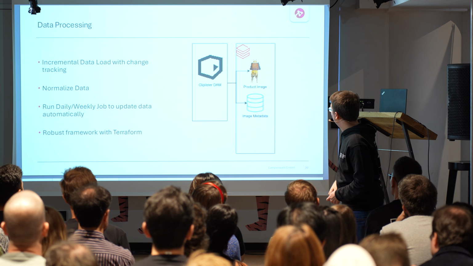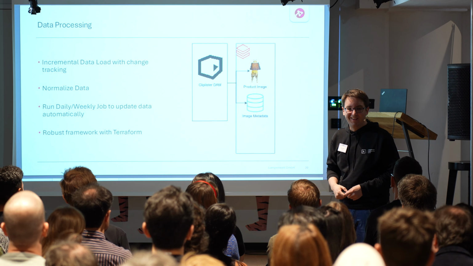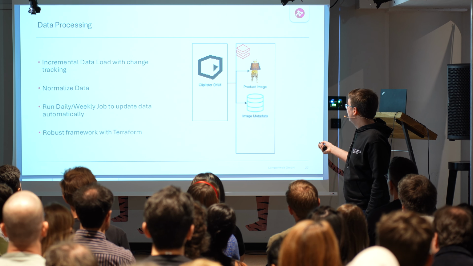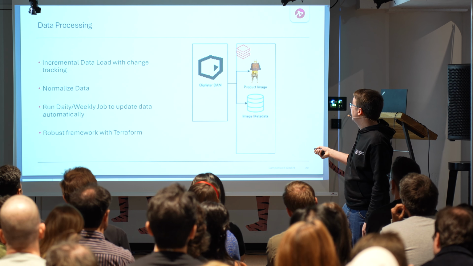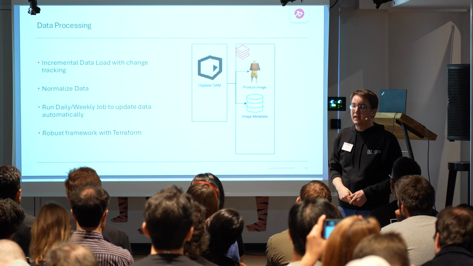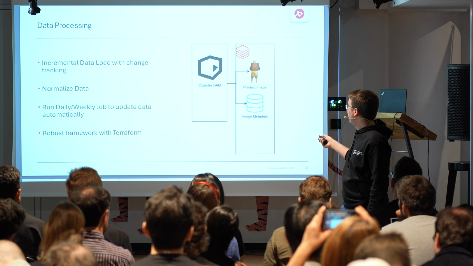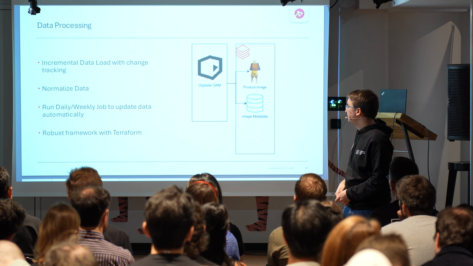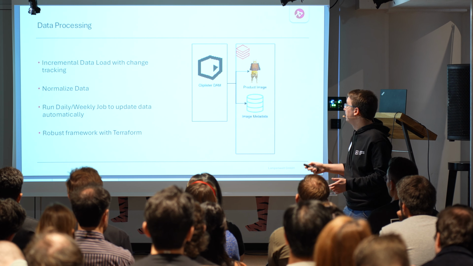This is quite a low resolution. Sorry about that. So this is our first layer: the data source to the left, the clip lister DOM, and then Databricks acts as our data backend where we have the product images and the image metadata.